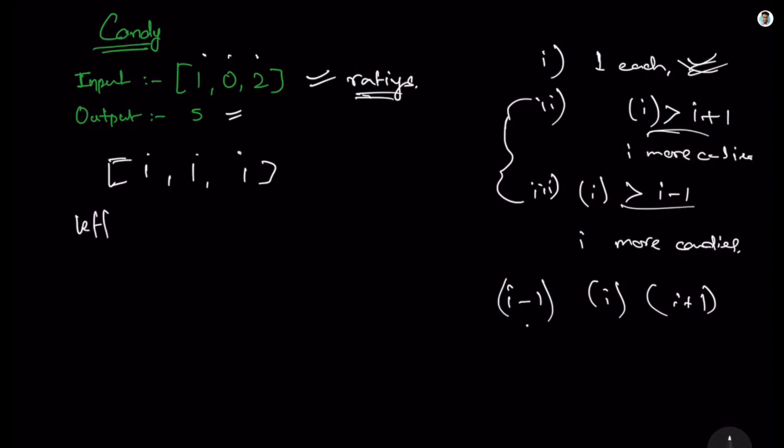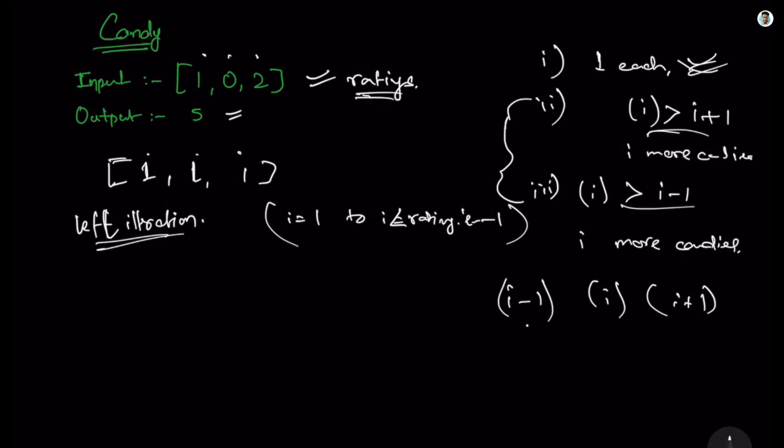We will create a for loop here for the left iteration, and because we are doing a comparison with i minus 1, our initial value of i will start from i equals 1 to i equals ratings.length minus 1. So the condition will be something like this.